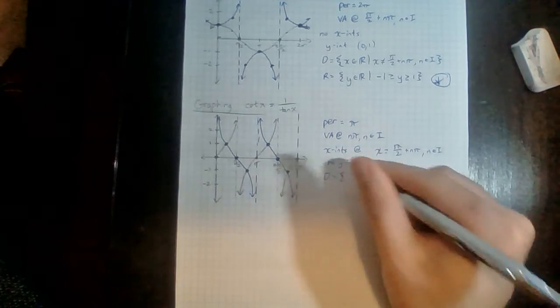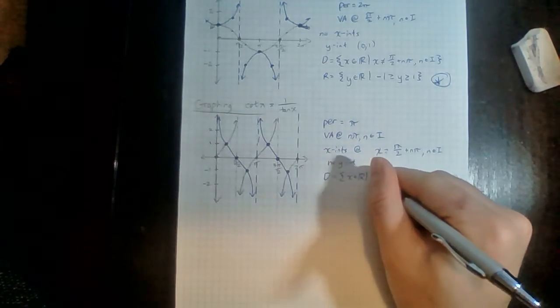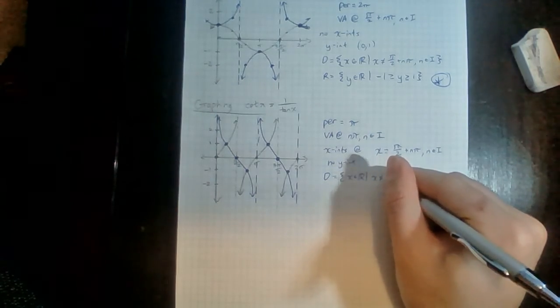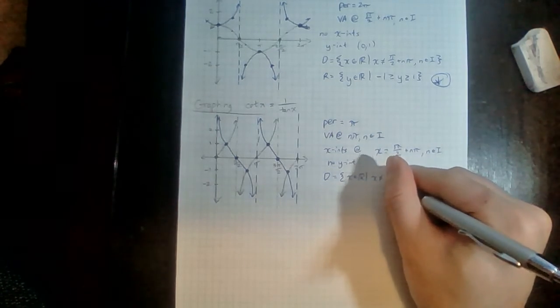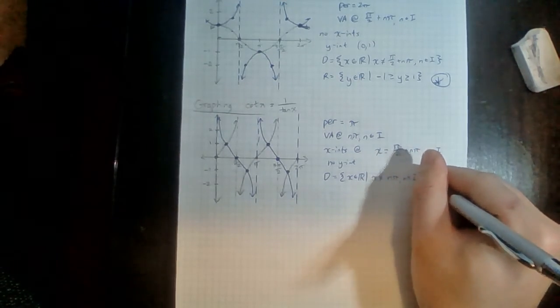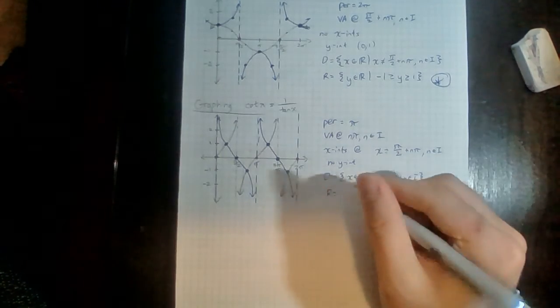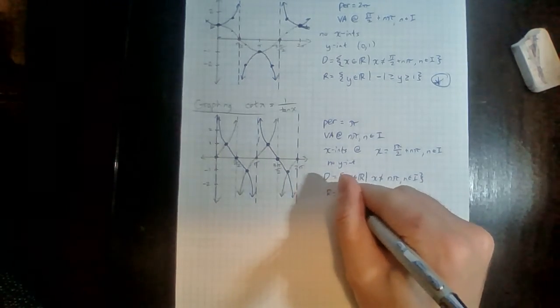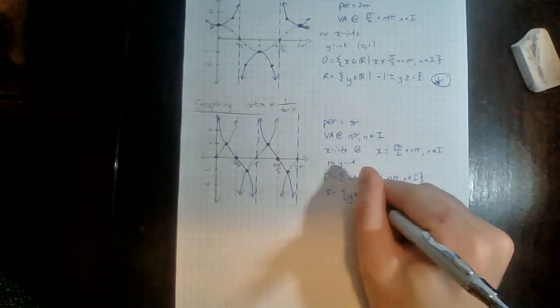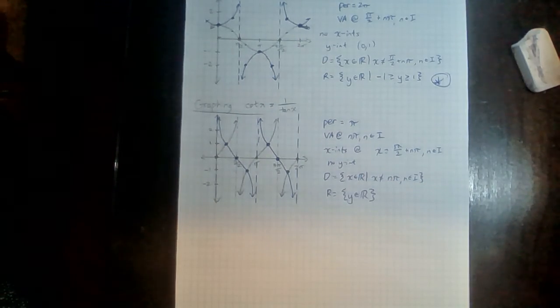Domain, all x's except for where we have vertical asymptotes. And our range, similar to our tan function, is all y's. That's the graphs of cosecant, secant, and cotangent.